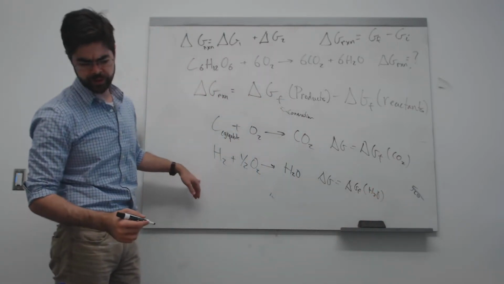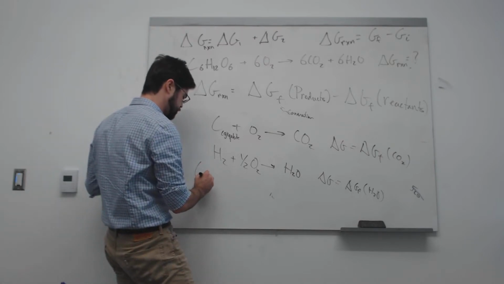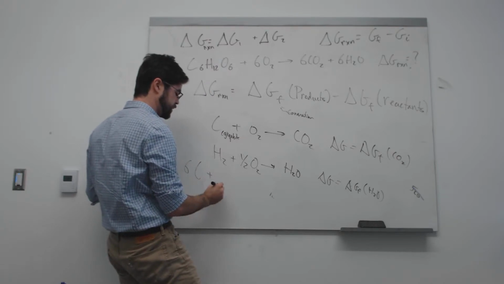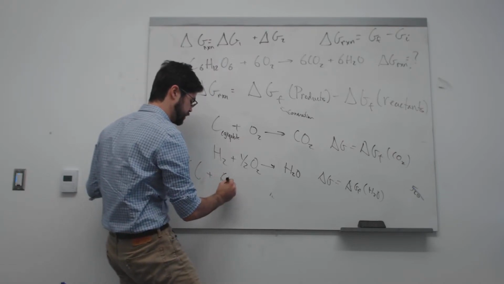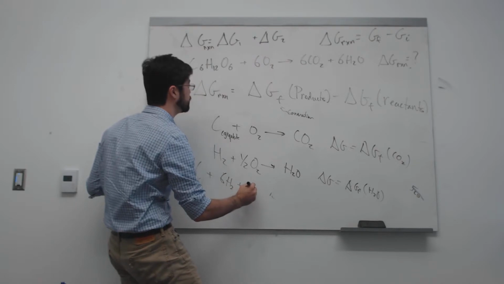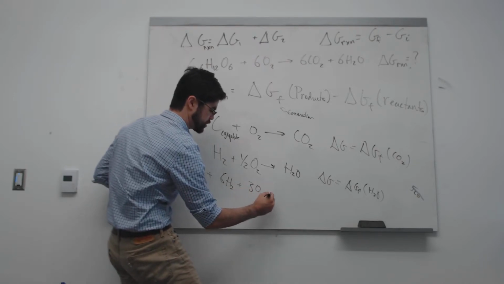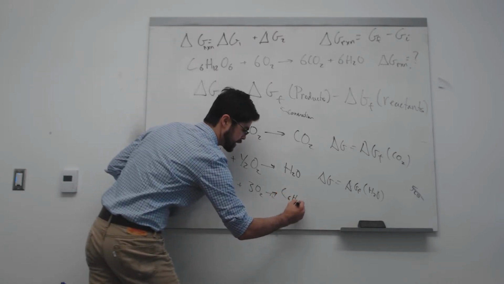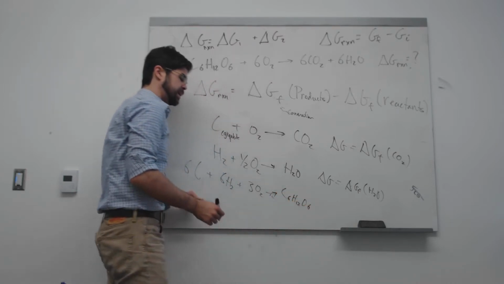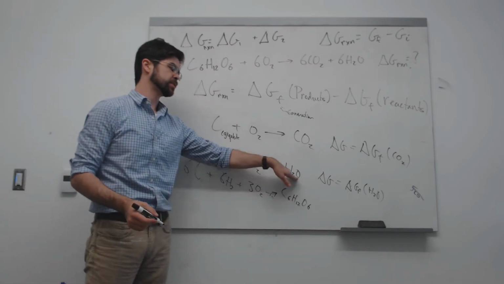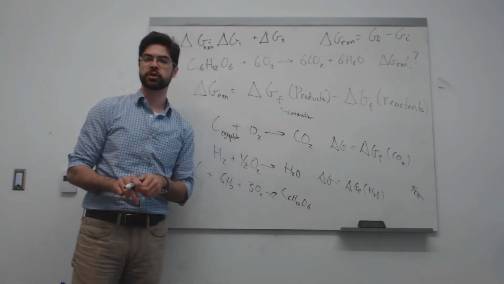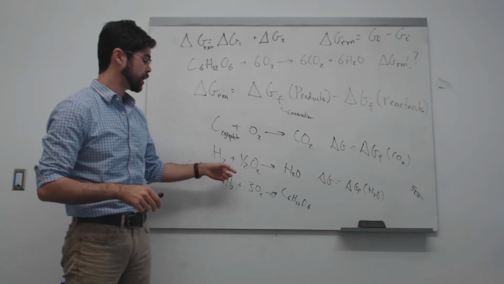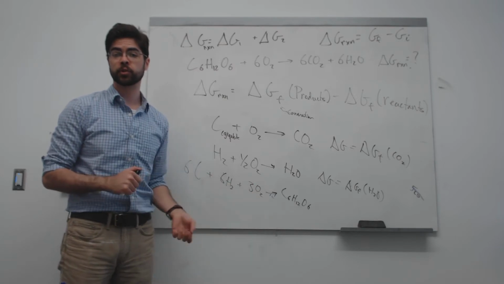And similarly, I can do another one here for glucose. To make glucose, you need 6 carbons, you need 6 hydrogen molecules, and you need 3 oxygen molecules, and that will give you a mole of C6H12O6. Each of these substances, each of these molecules has a certain amount of free energy that's released or absorbed, for that matter, when you create them from their individual elements.